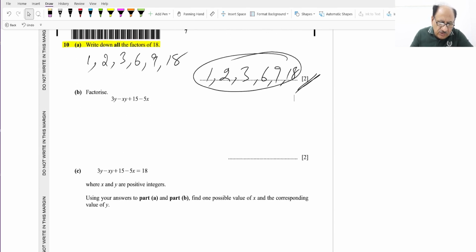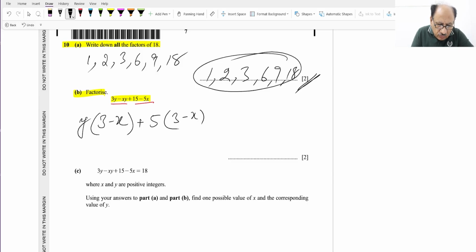Then we need to factorize this, and we can make pairs. First pair, second pair. So from the first pair we can take y common, and inside will be 3 minus x, and from the second pair we can take 5 common.